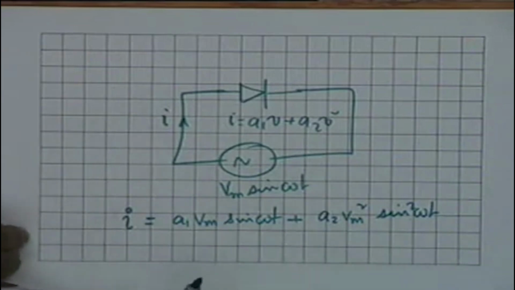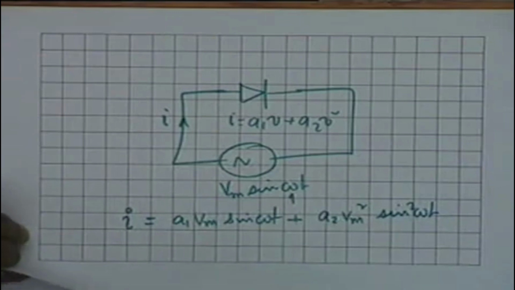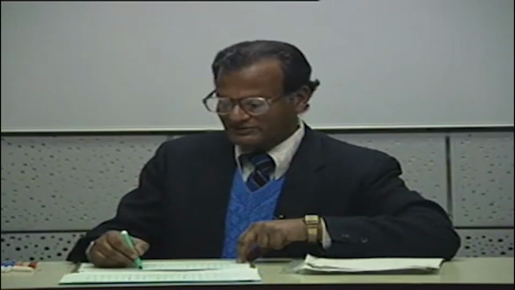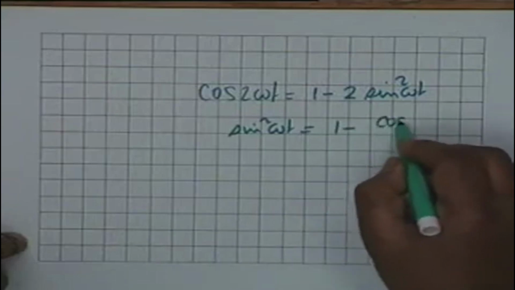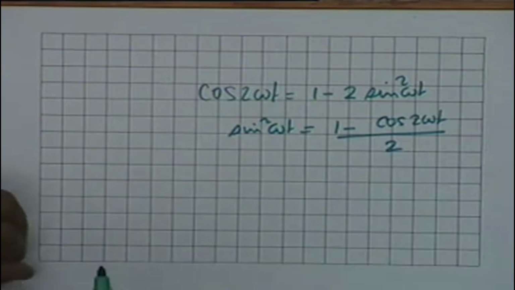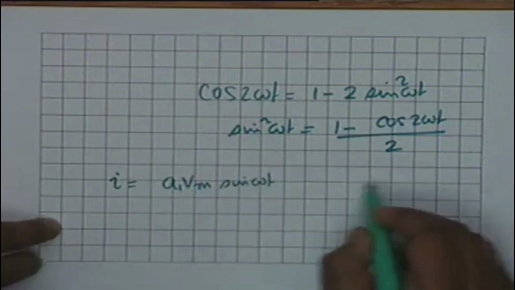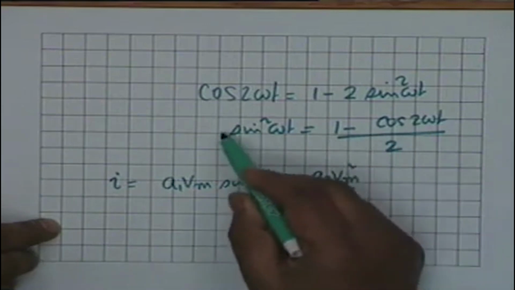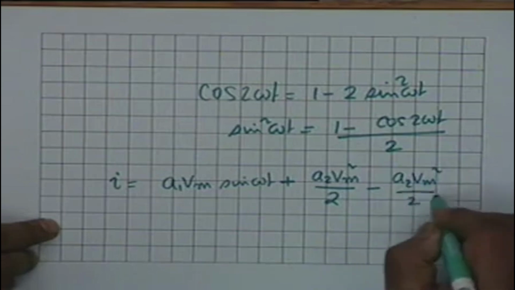Now to see what effect this nonlinearity has on the output frequency. The input frequency is omega radians per second. What are the output frequencies? You notice that cosine of 2 omega t is equal to cosine squared omega t minus sine squared omega t, which is 1 minus 2 sine squared omega t, and therefore sine squared omega t is equal to (1 minus cosine 2 omega t) divided by 2. Therefore, my current I can be written as A1 Vm sine omega t plus A2 Vm squared by 2 minus A2 Vm squared by 2 cosine of 2 omega t.